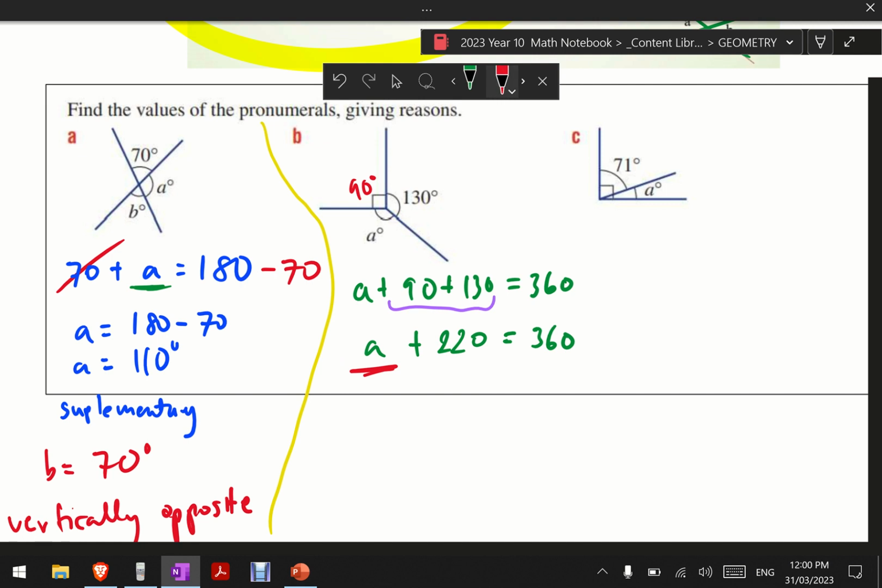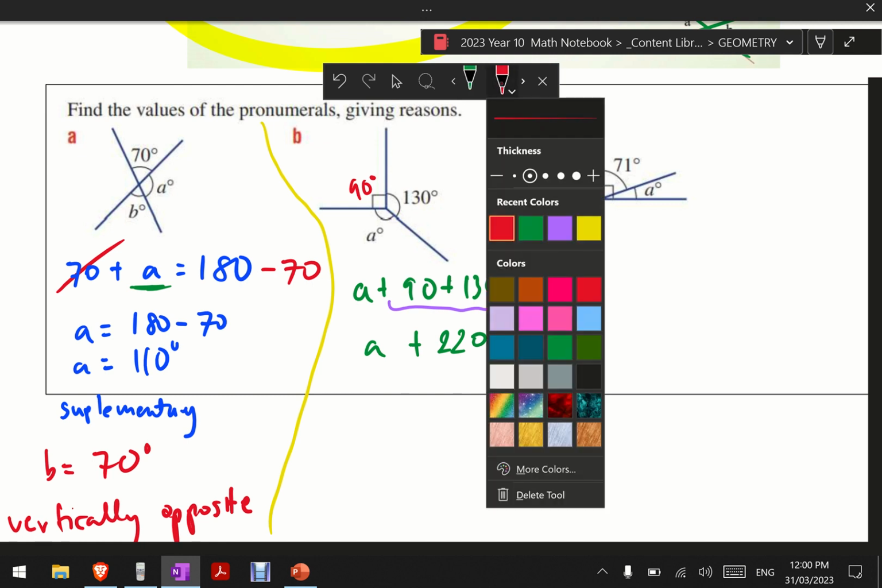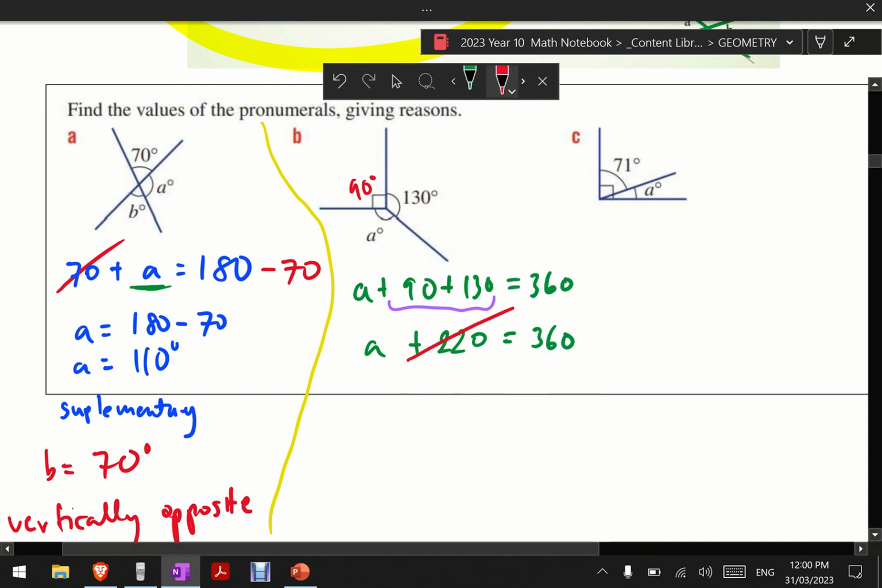Alana, what do I do to get rid of it? Subtract, very good. 220 from 360. Yeah, so you're going to get this. It's a plus. Whenever you move anything, it becomes its opposite. So it becomes minus 220. So solve that now. So A should then be 360 minus 220, which should equal 140 degrees.